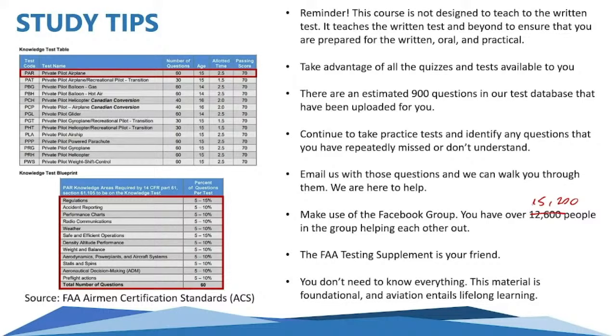All of these things that you see on the left-hand side, these are basically the requirements for the private pilot airplane test. So there are 60 questions. You need to be 15 years of age or older to take the official exam. You get 2.5 hours to take it and 70% or higher is the passing score. Everything that you see within that box, horrible little drawing there, is all the different topics that we're going to cover over the next, I would say 12 class periods, so about 4 weeks. So we'll talk about regulations, accident reporting, performance charts, radio comms, weather, everything else that you see down here.